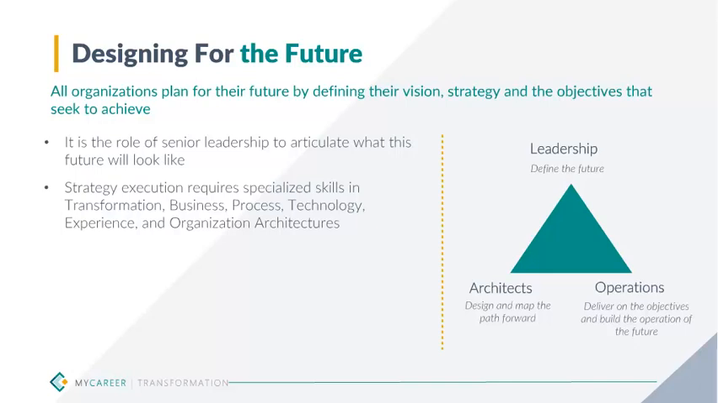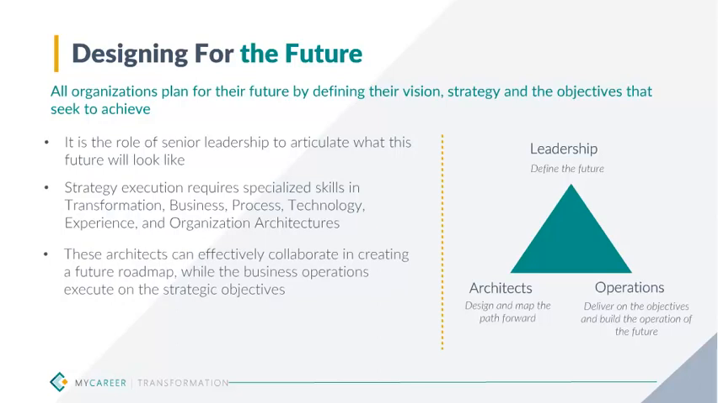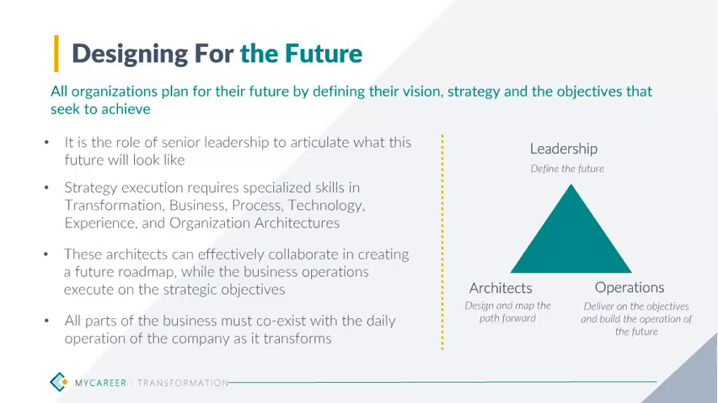The organization, business, process, technology, and experience architects must now have the skills needed to effectively collaborate in creating a map or plan towards the future, while the business and operations teams execute the plans and deliver the strategic objectives. Of course, all the parts of a transforming business must coexist with the daily operation of the company as it transforms, making this needed move even more complex and requiring new skills and an understanding of transformation, not just the type of change most companies are used to.